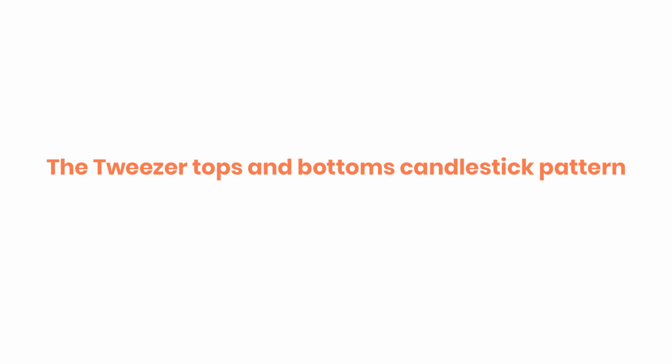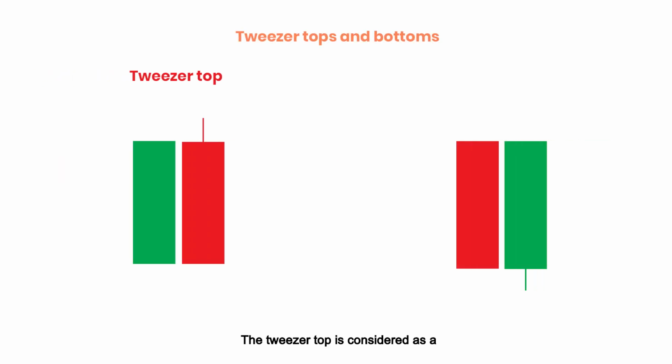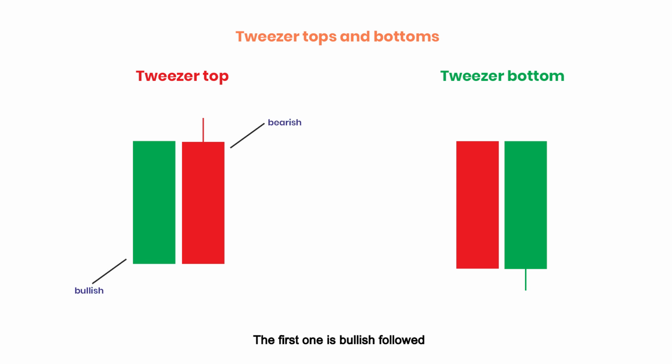The tweezer tops and bottoms. The tweezer top is considered as a bearish reversal pattern seen at the top of an uptrend, and the tweezer bottom is considered as a bullish reversal pattern seen at the bottom of a downtrend. The tweezer top consists of two candlesticks. The first one is bullish followed by a bearish candlestick. It indicates that buyers pushed the price higher, but sellers surprised buyers by pushing the market lower and closed down the open of the bullish candle.